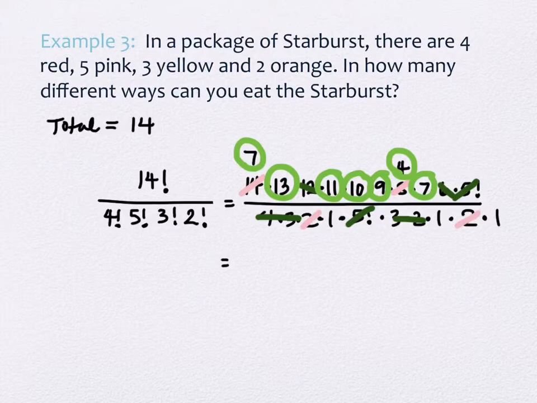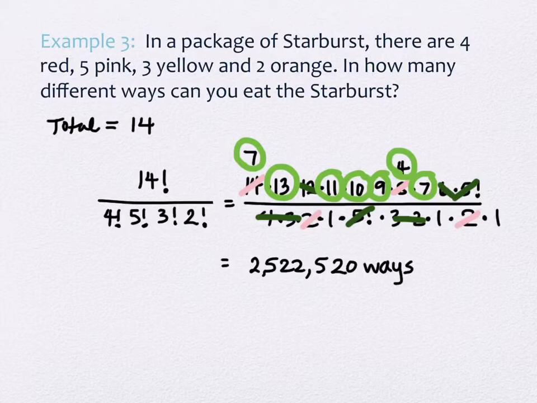What do we get? Is it 2 million something? Lovely. That's what I have too, Brooke. Thank you. This is the number of ways you can eat 14 Starburst, distinguishably different ways that you can eat 14 Starburst in this arrangement. It's a lot, right? It's a lot.